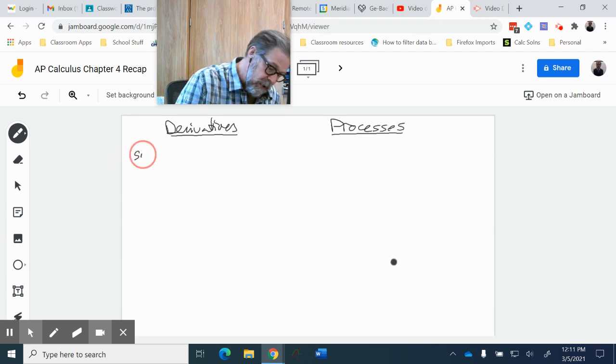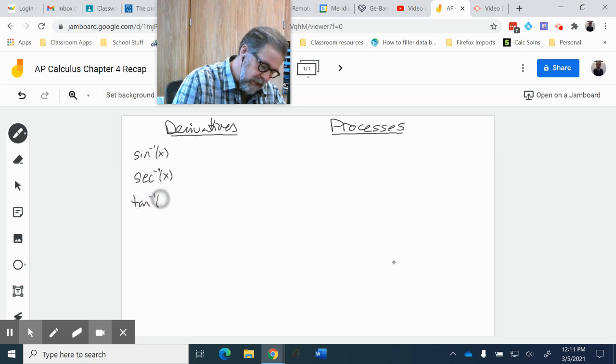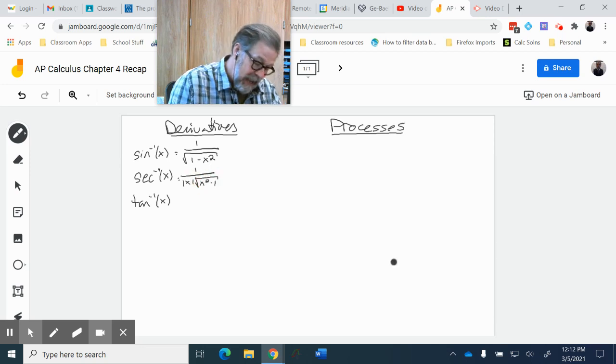We have arcsine of x. We have arcsecant of, whoops, why did I write sine again? No idea. Arcsecant of x, and we have arctangent of x. We discovered that this is 1 over the square root of 1 minus x squared, that this is 1 over absolute x times the square root of x squared minus 1, and that this is 1 over 1 plus x squared.